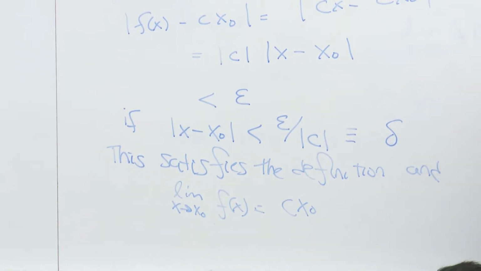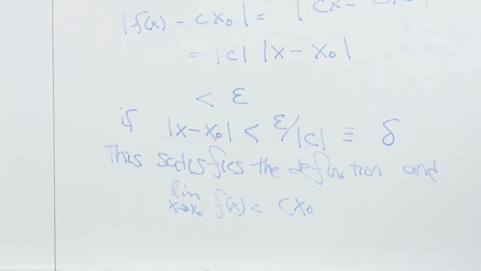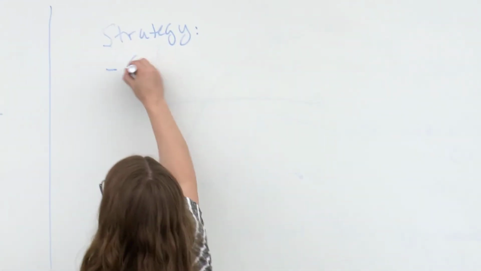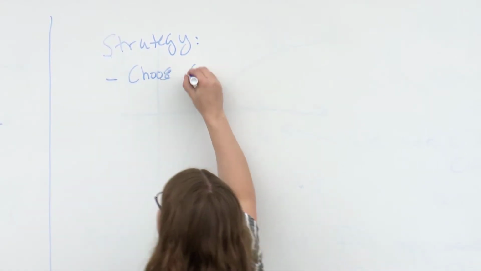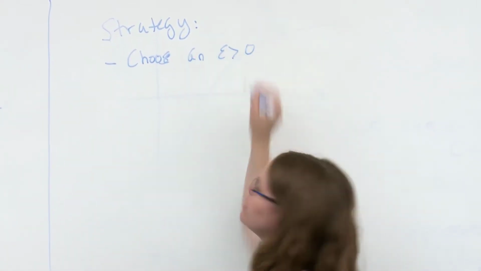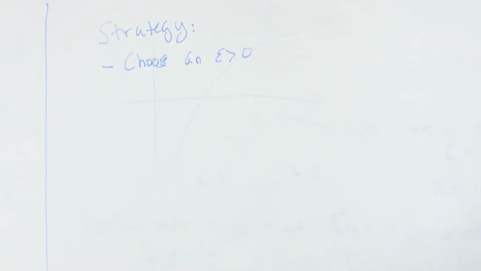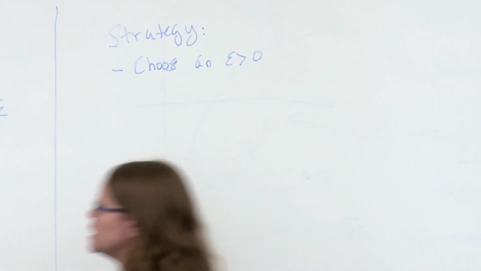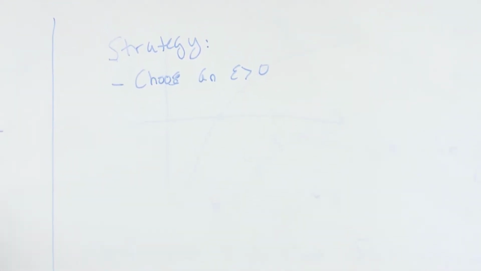Okay, so here is our strategy. Okay, so we choose an epsilon bigger than 0. That's always our first step. And then what did I do? I wrote down f of x minus L here.